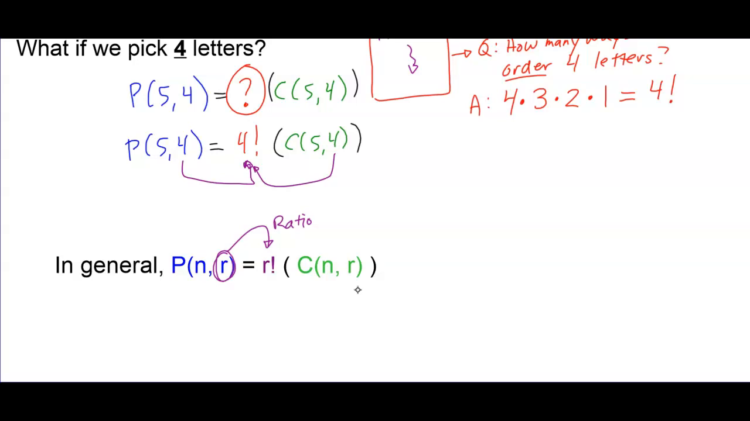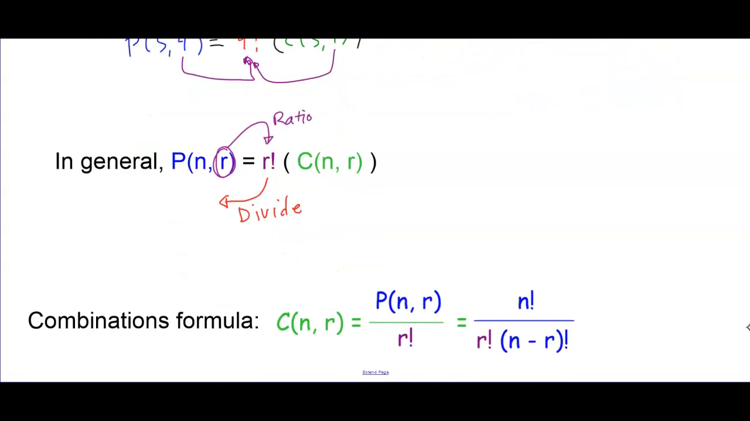Now, the problem with this little ratio here is that we already have a formula for permutations. What we need is a formula for combinations. That's the new thing. So what we need to do here is take this r and move it over to the left side of the equation. We need to divide over to the other side in order to make a formula for combinations. And that gives us this: combinations are permutations divided by r factorial.